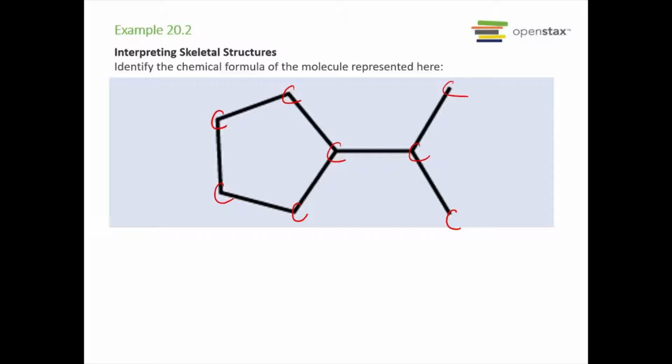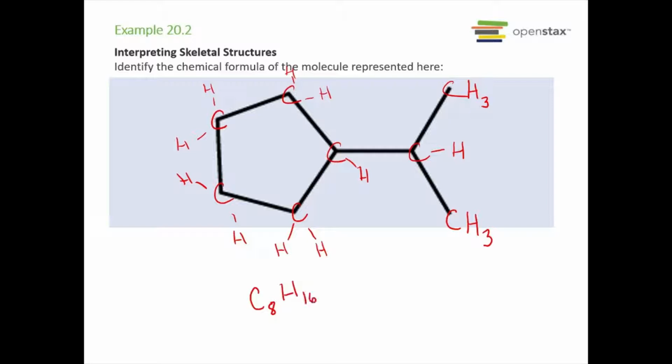So let's start on these end carbons. This one here is a CH3 since it has 1 bond, so it needs 3 more. This other one is going to be a CH3. This carbon here is going to be just 1 hydrogen because it already has 3 carbon bonds. Same with this other carbon that it's attached to. And then all the rest of the carbons in this ring are going to each need 2 hydrogens to fill in their 4 bonds. So if we wanted to do just the overall molecular formula, we have 8 carbons, and we total up all our hydrogens and see there are 16 of them.